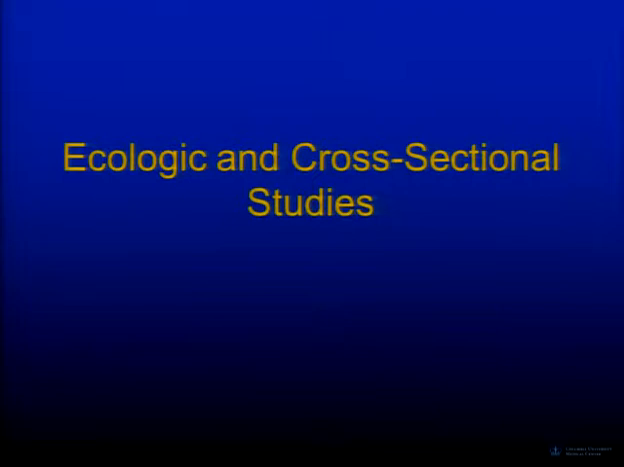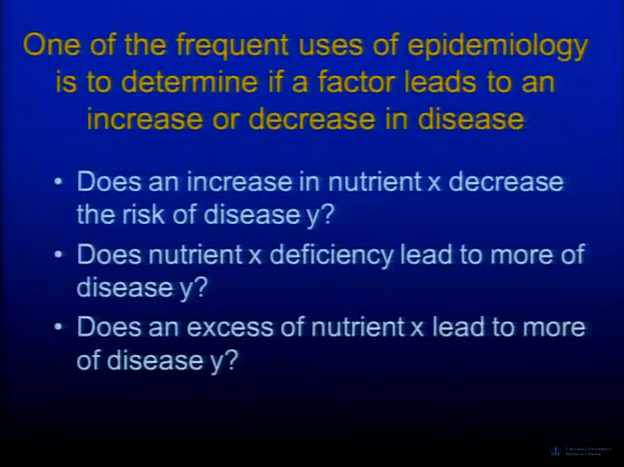So we're going to change gears and talk about ecologic and cross-sectional studies. We talked a little bit about the measures that we make, and now we're going to go on to two different study designs. One of the frequent uses of epidemiology is to try and see if a risk factor leads to an increase or a decrease in disease. So we might want to know, does an increase in nutrient X decrease the risk of disease Y? Or does nutrient X deficiency lead to more of disease Y? Or perhaps an excess of nutrient X leads to more disease Y, like in your reading for today. When we're talking about trans fats, does it lead to more adenomas?